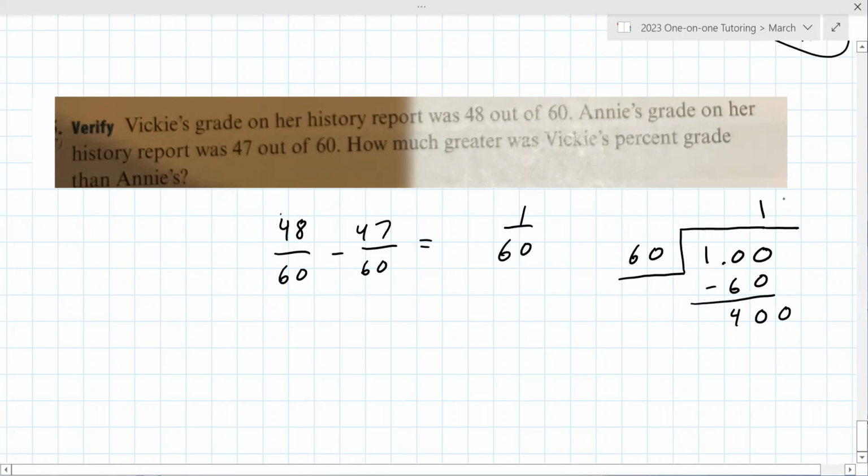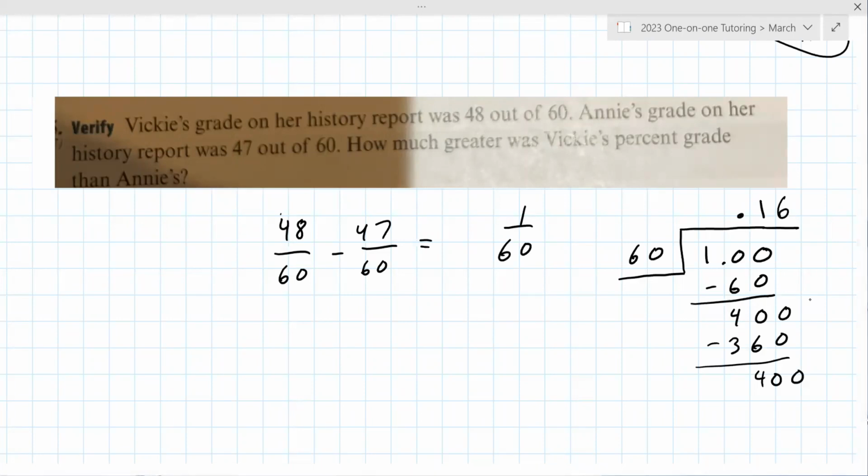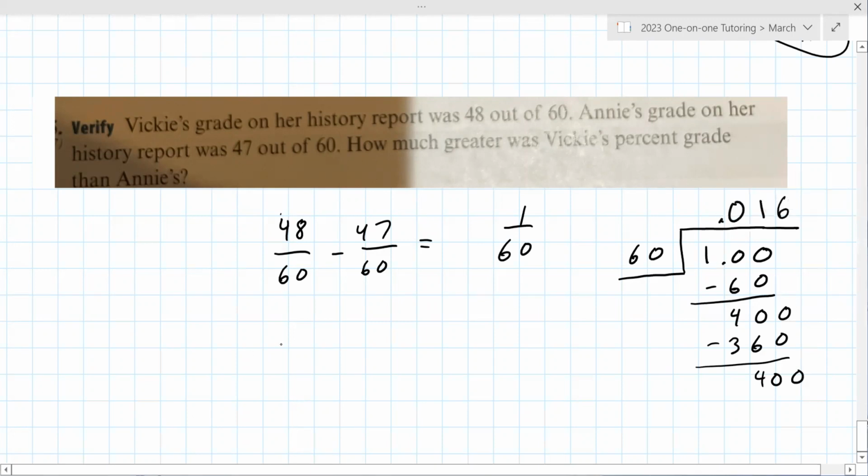400. So you'll see that it does repeat here. So it's a repetend. Yes, I got my decimal in the wrong place. It's 0.016. So 0.016 repeating, or 1.7% ish, 1.6 repeating percent.